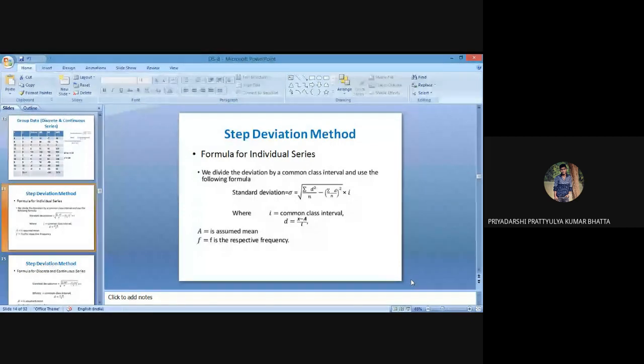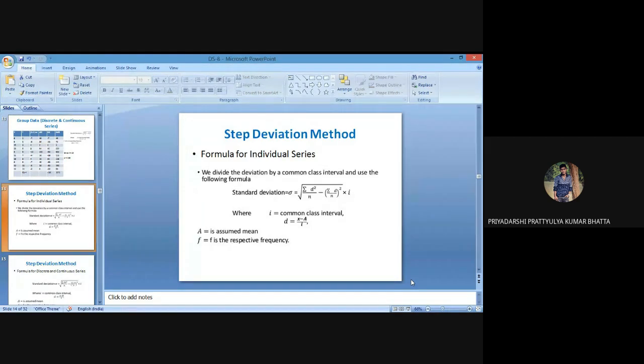Note down: sum of d square divided by n minus sum of d divided by n, whole square, into I. In the previous method, no common factor is multiplied, but in case of the step deviation method, the common factor is multiplied. After calculating the square root of the following, that is the summation of d square, sum of d and n, the whole is multiplied with the common factor. That is the difference between the shortcut method and the step deviation method.